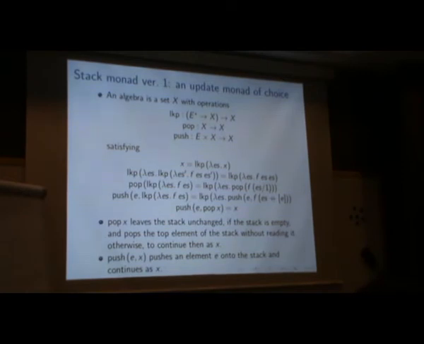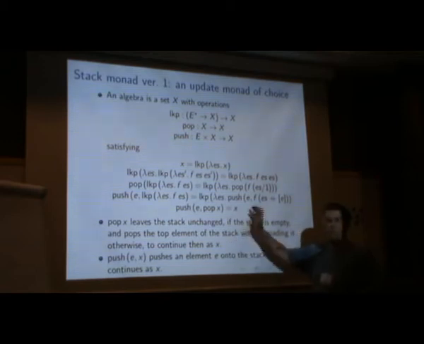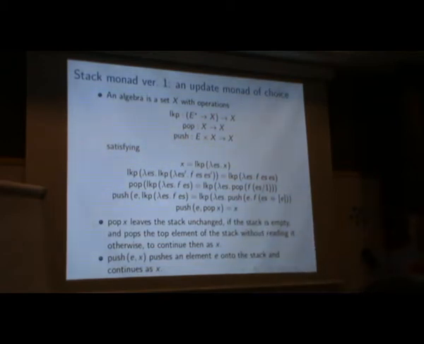What is the algebra here? Now I've got a finer structure, so my lookup thing is the same. So lookup of f is something that reads the stack into a list ES and then continues as f of ES. But the other two things are here. So pop x leaves the stack unchanged if the stack is empty, but pops the top element of the stack without reading it otherwise to then continue as x. So it's just a pure pop. You don't get the element that you pop. And push takes an element, puts the element onto the stack and continues as x.